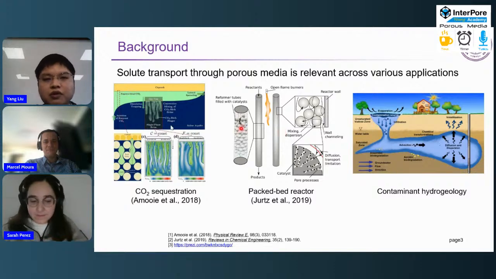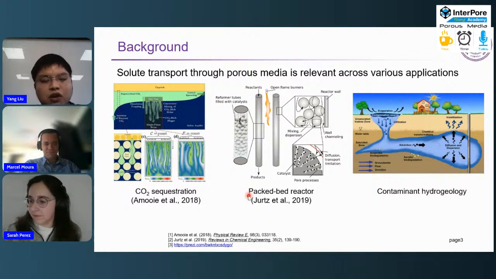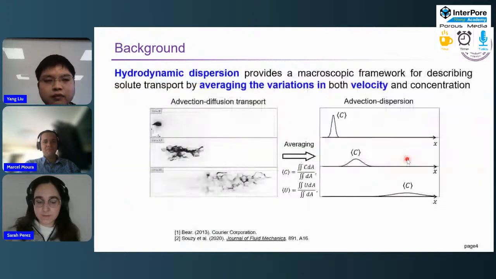Solute transport through porous media is relevant across various applications, including the geological sequestration of carbon dioxide, the packed-bed reactor in chemical engineering, and contaminant hydrogeology. All these applications are closely related to the transport of solutes, for example, the dissolved carbon dioxide, the chemical component, and the contaminant, and the porous materials, like the rock, the packed-bed reactor, and the soils.